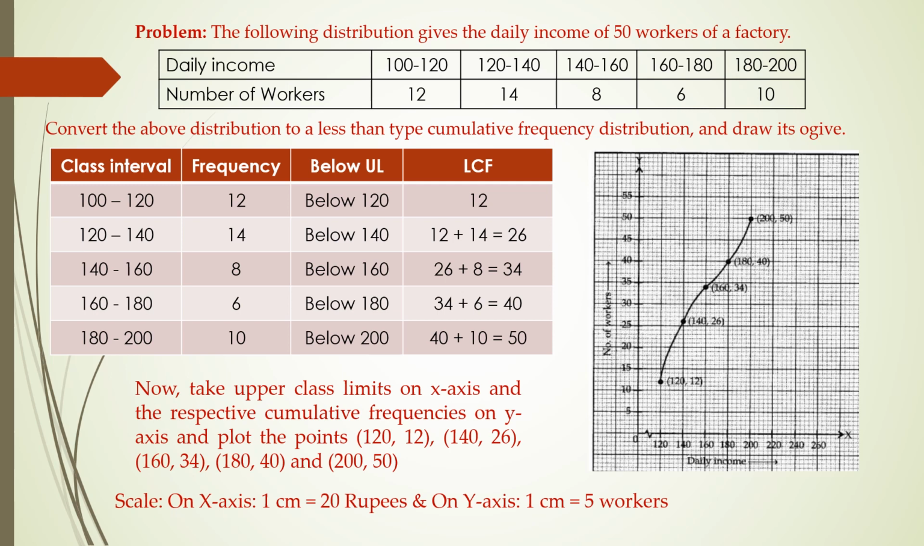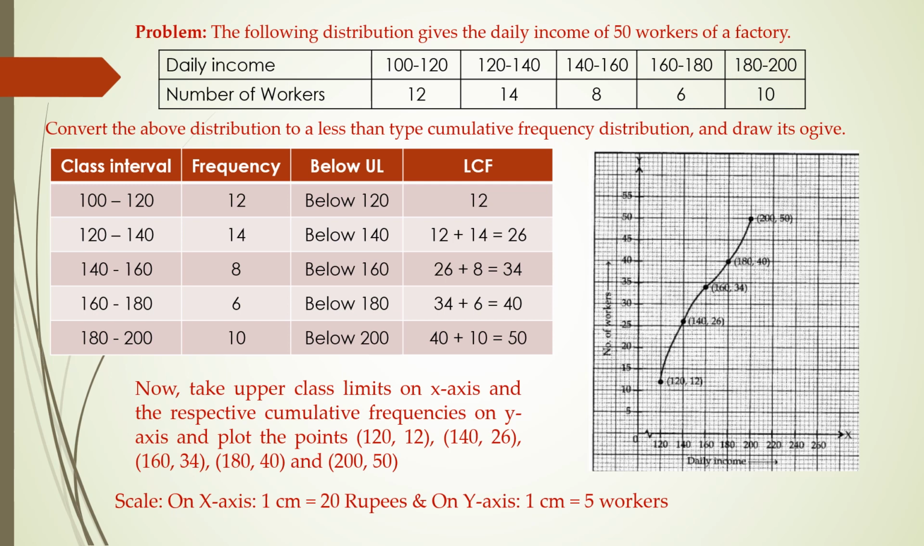Before 120 we would have 100, 80, 60, which we don't require to represent in this graph. That's why there will be a kink here. Now we have to plot these points on the graph. The first point is 120, 12, both are positive. All the points are positive. That's why we concentrate on only the first quadrant.